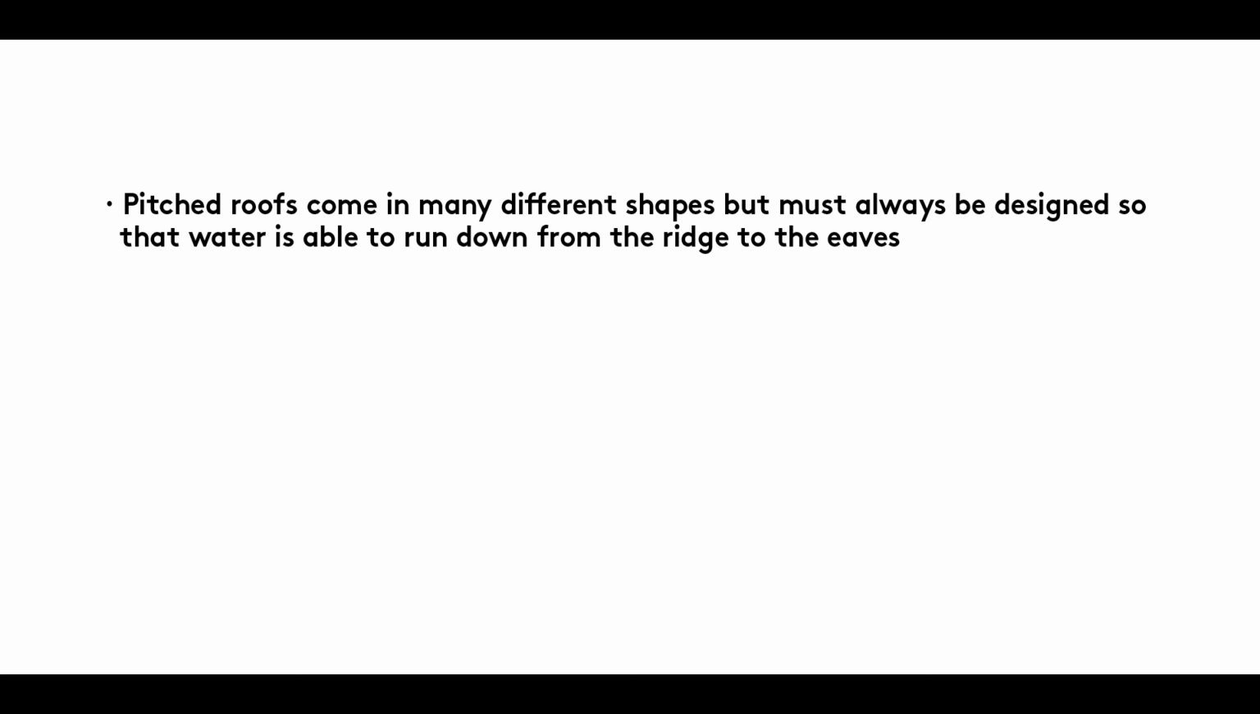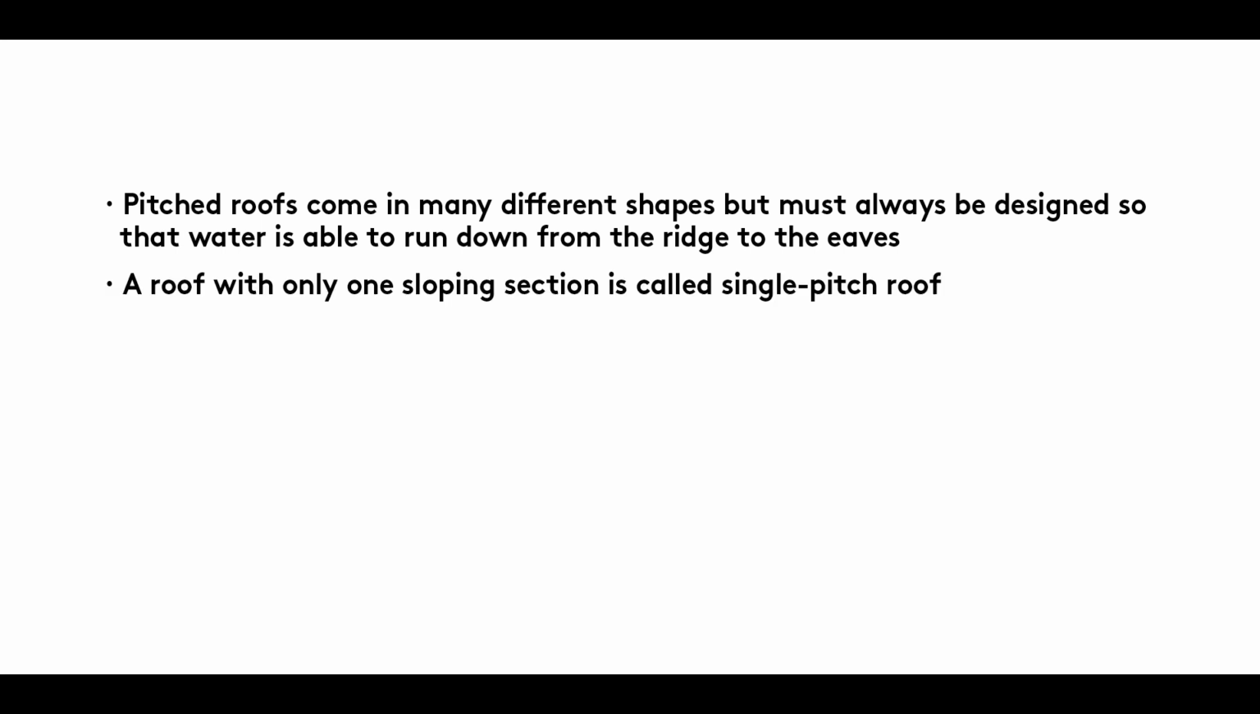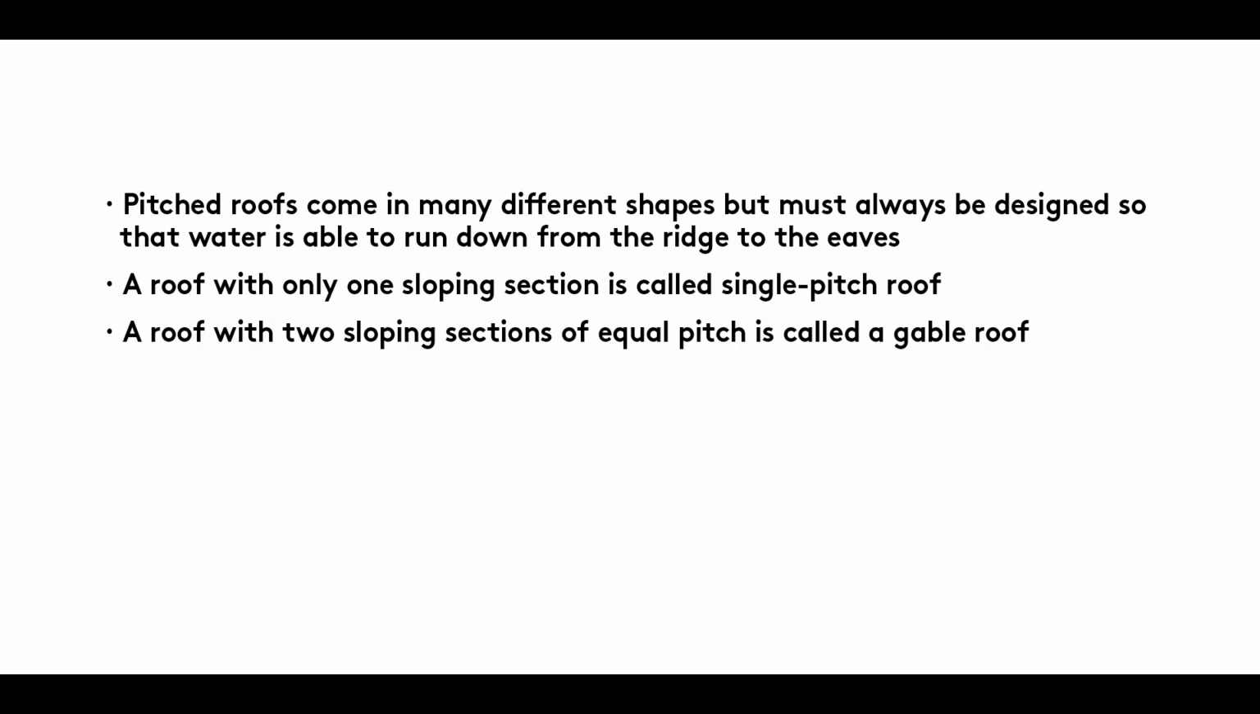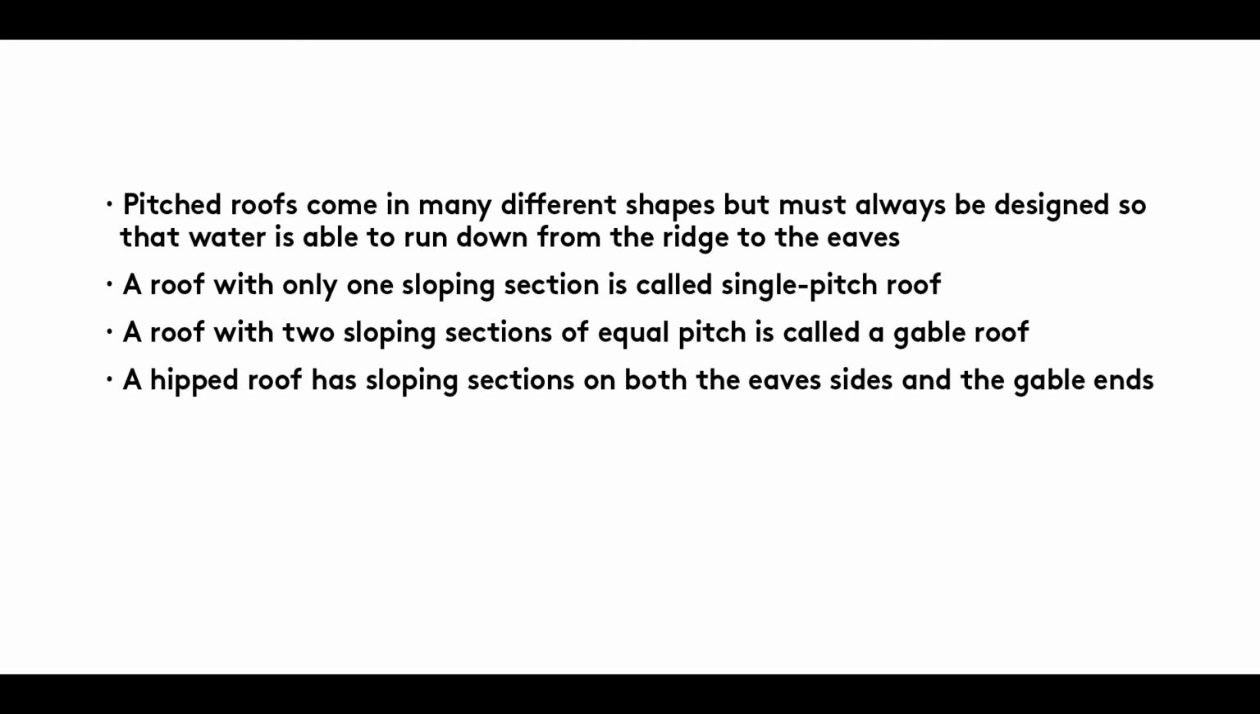Summary. Pitched roofs come in many different shapes but must always be designed so that water is able to run down from the ridge to the eaves. A roof with only one sloping section is called a single pitch roof. A roof with two sloping sections of equal pitch is called a gable roof. A hipped roof has sloping sections on both the eaves sides and the gable ends.